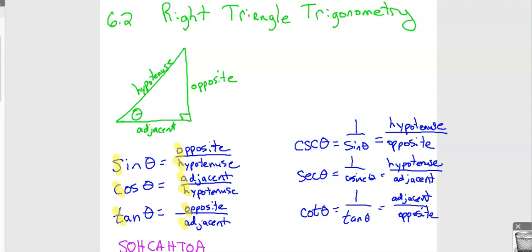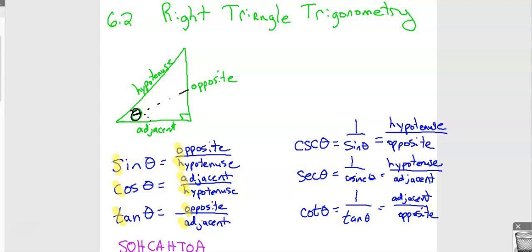This is 6.2 right triangle trigonometry. So a lot of this should seem familiar, but you may have to pause the video and make sure you know those definitions. So you have a right triangle, and you have the angle theta right here. And so opposite of that angle is here, opposite, and then the adjacent, the side that's next to it, and the long diagonal side is called the hypotenuse.